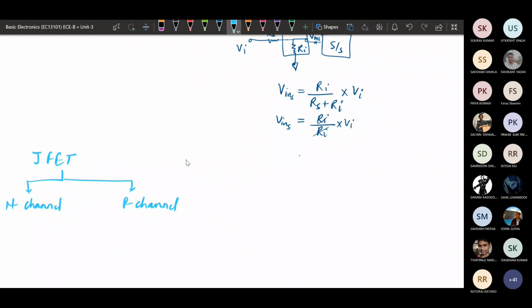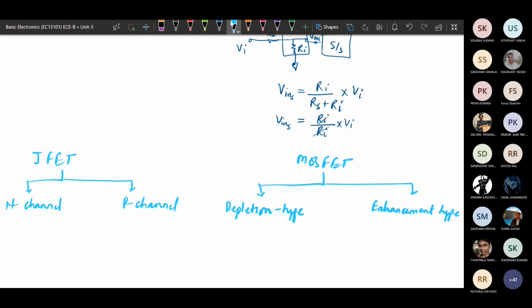Similarly, the MOSFET is divided into two types, that is called the depletion type MOSFET, and another one is called the enhancement type. So it is further divided into depletion type and enhancement type.